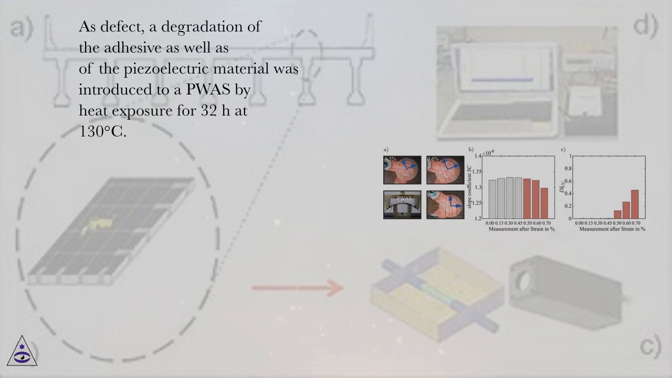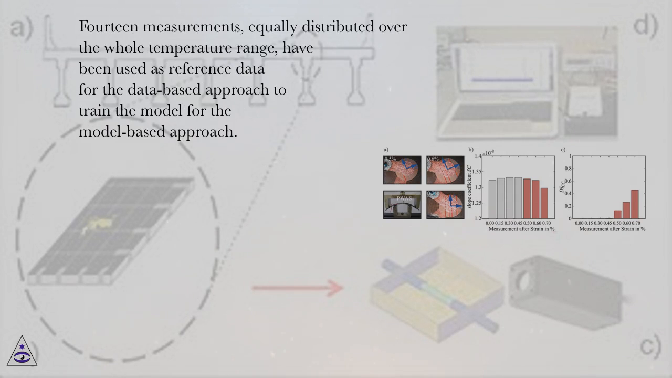As defect, a degradation of the adhesive as well as of the piezoelectric material was introduced to a PUS by heat exposure for 32 hours at 130 degrees Celsius. 14 measurements, equally distributed over the whole temperature range, have been used as reference data for the data-based approach to train the model for the model-based approach.